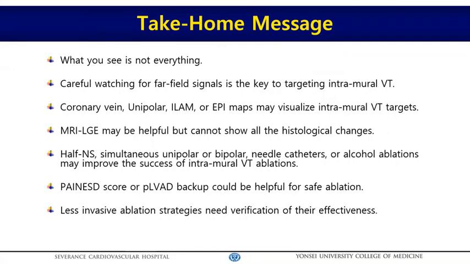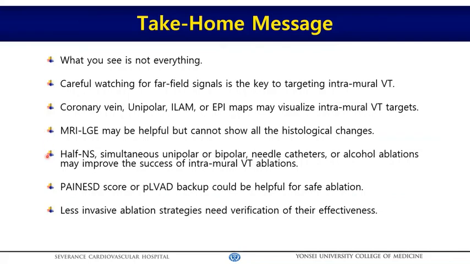Okay, this is my take-home message, ladies and gentlemen. What you see at the 2D map is not everything, and careful watching for far-field signal is the key to targeting the intramural VT. Coronary vein, unipolar, ILAM, epicardial maps may visualize intramural VT targets. Late gadolinium enhancement may be useful, but cannot show all the histological changes.